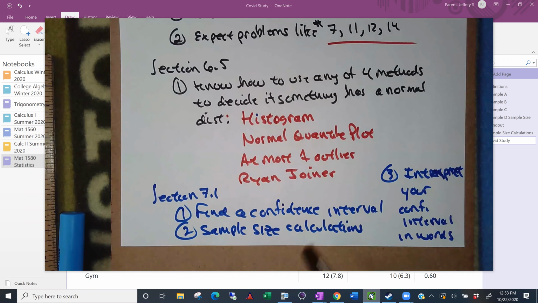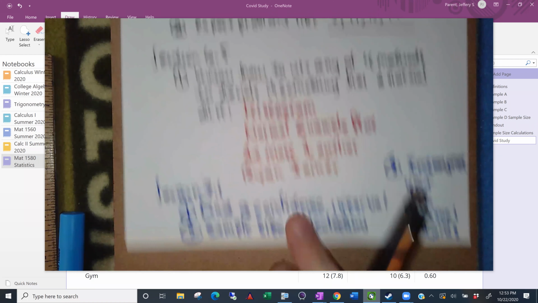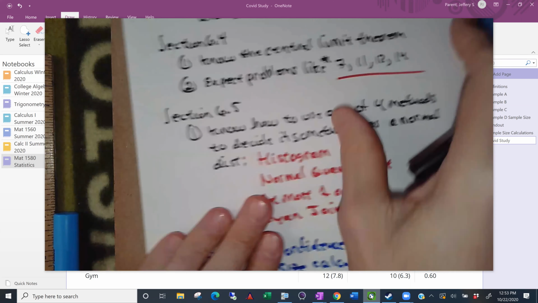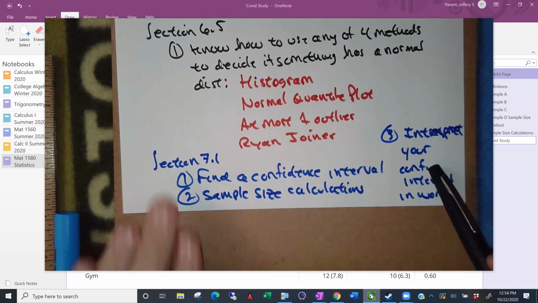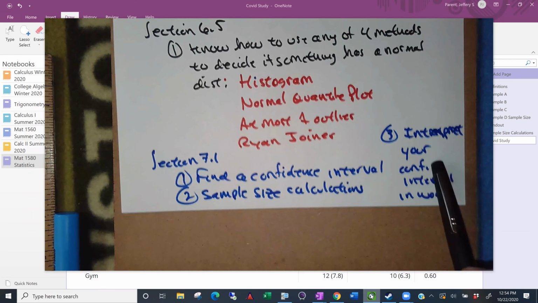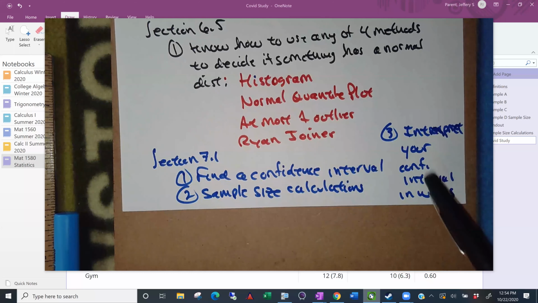Of course, last but not least, the section we just finished up: find confidence intervals, do sample size calculations, and interpret your confidence interval in words. This is more for tests moving forward. Definitely make sure you get comfortable with the language that I talked about there. We can be 95% confident that the true proportion of green M&Ms is between 4% and 23%, that kind of thing. Do not use the word probability in stating those things. All right, go get an A.